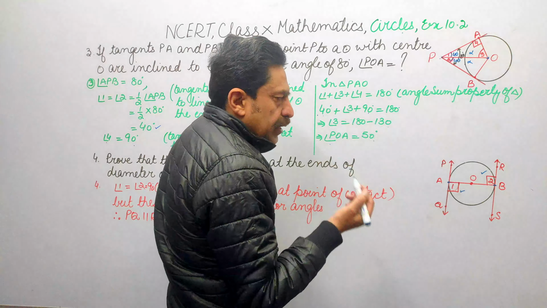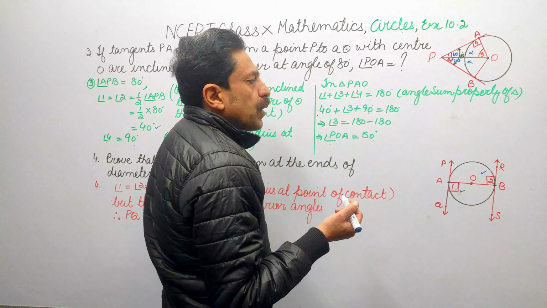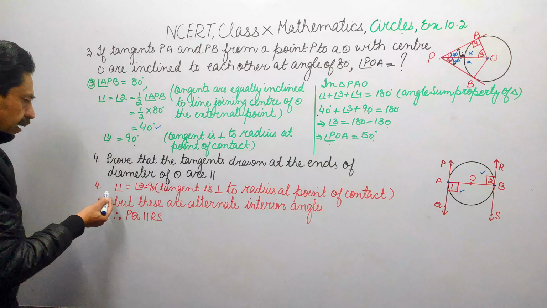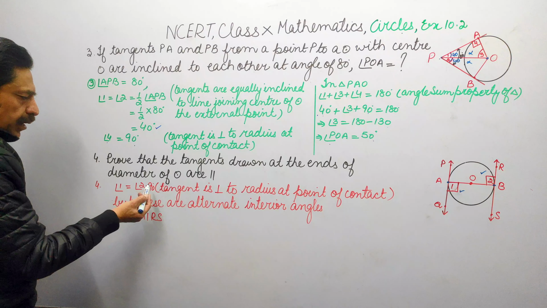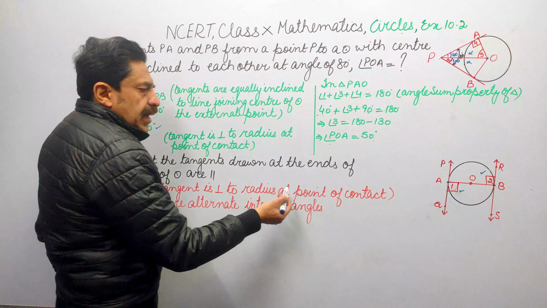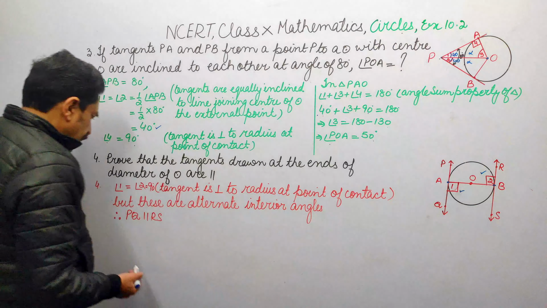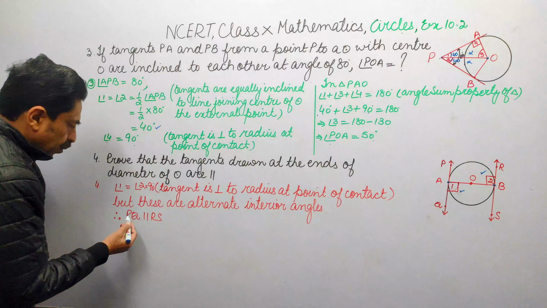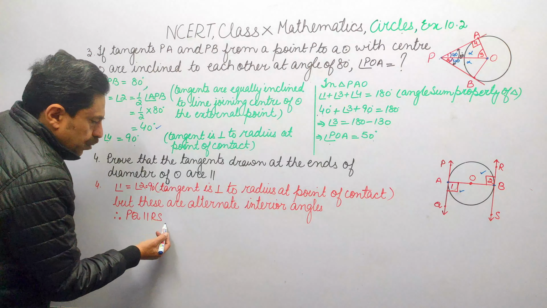In place of alternate interior angles, you may also use co-interior angles. Now angle 1 is equal to angle 2, 90 degrees, because the tangent is perpendicular to the radius at the point of contact. But these are alternate interior angles. Therefore, PQ is parallel to RS.